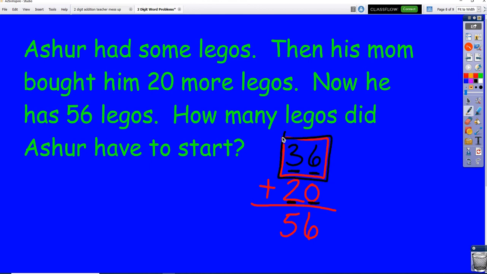That's my answer to this question here because it says how many Legos did Ashur have to start. He had 36 at the start. He got 20 more from his mom, and now he has 56. So, he had 36 to start. Good job.